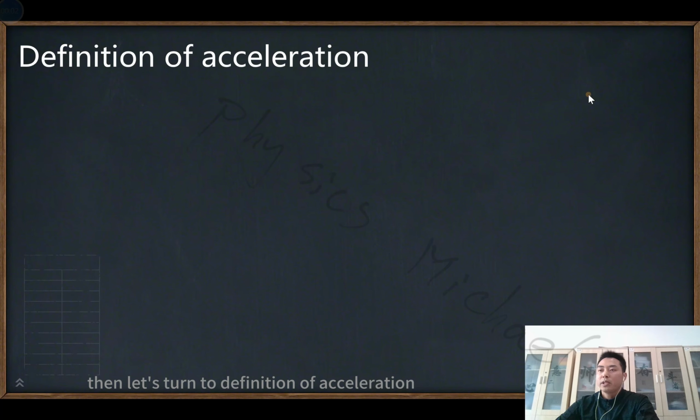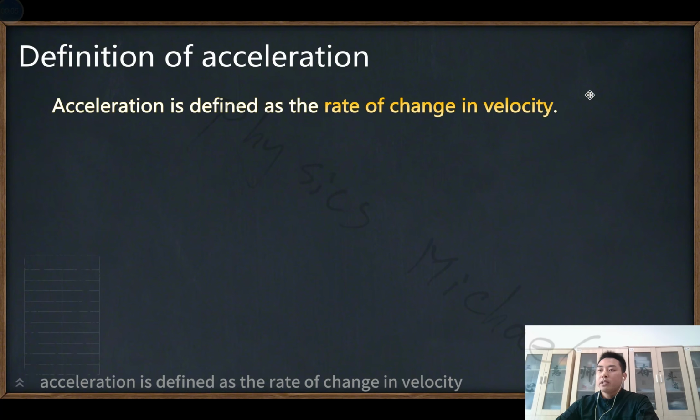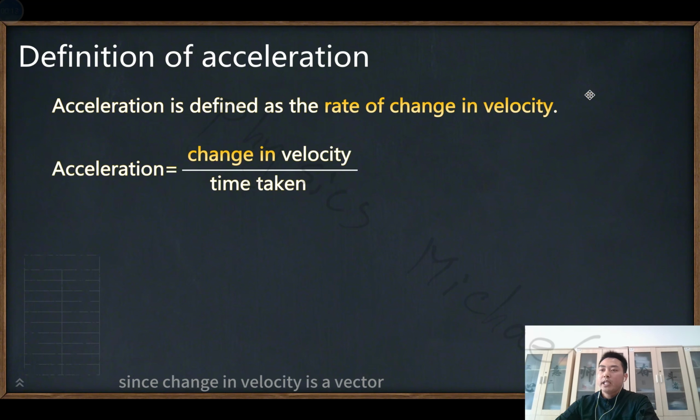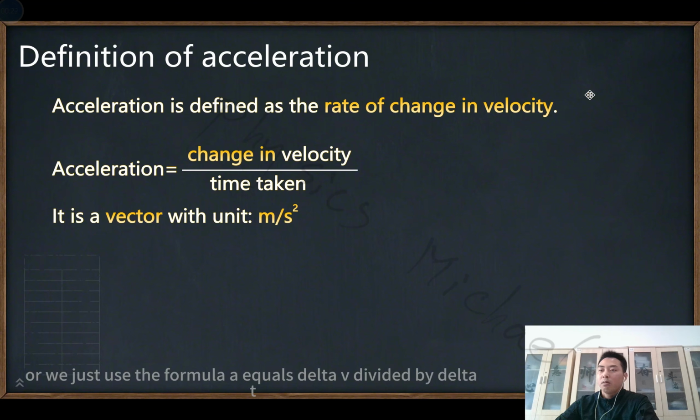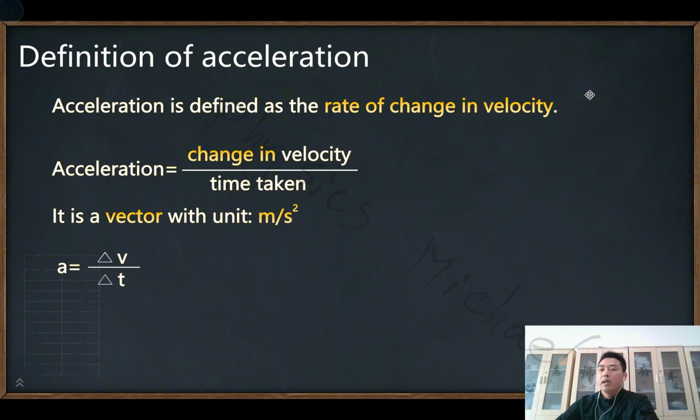Then let's turn to the definition of acceleration. Acceleration is defined as the rate of change in velocity. It can be calculated by the change in velocity over the time taken. Since change in velocity is a vector, acceleration is a vector quantity as well, with a unit of meter per second squared. We just use the formula a equals delta v divided by delta t, where a is acceleration, delta v is the change in velocity, and delta t is the time taken.